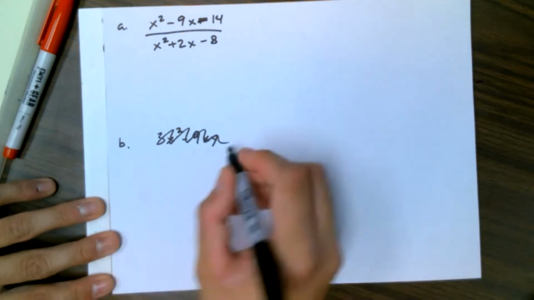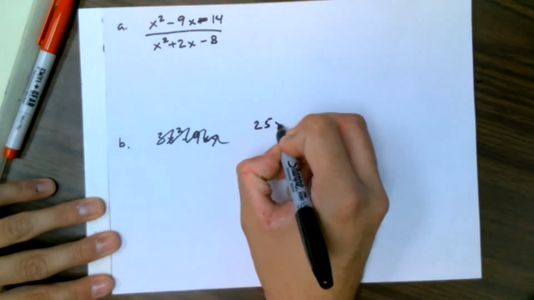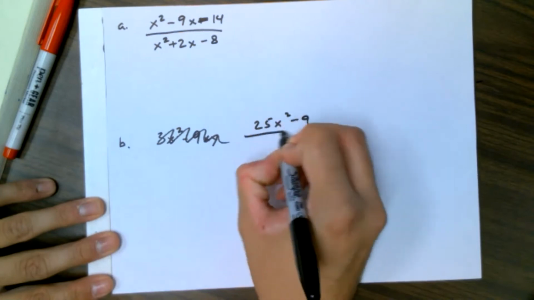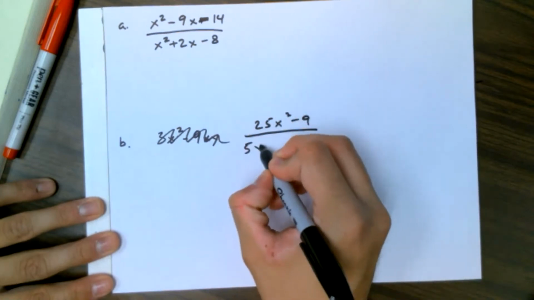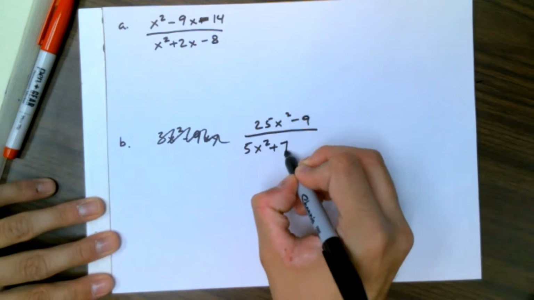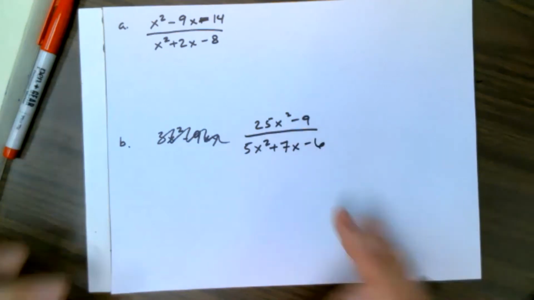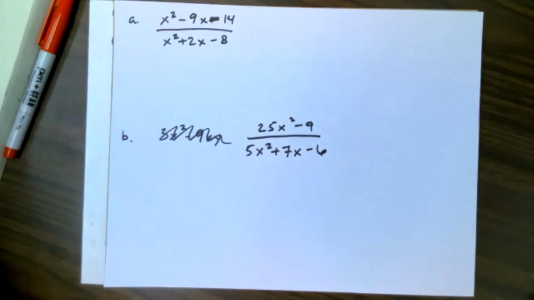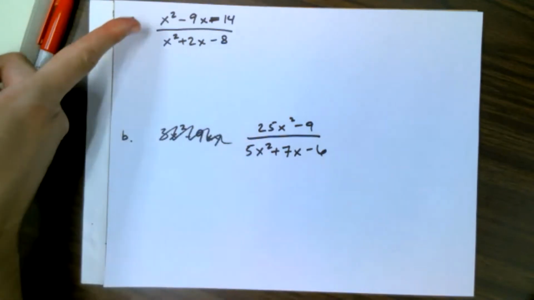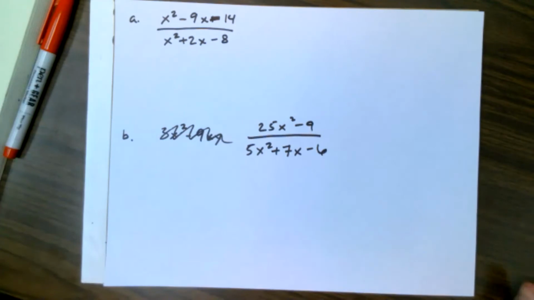Okay, so let's try this one. 25x squared minus 9 over 5x squared plus 7x minus 6. Okay, so try those two. I'm going to pause this because these will take a little bit of time. You've got to factor. I mean, there's 1, 2, 3, 4 expressions that you're going to have to factor completely.